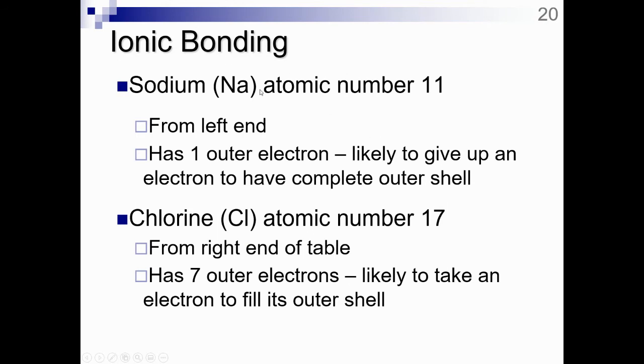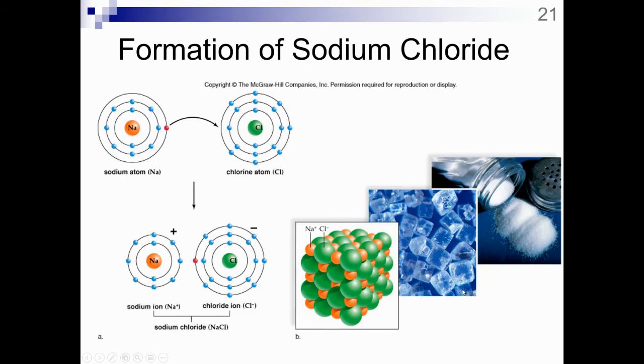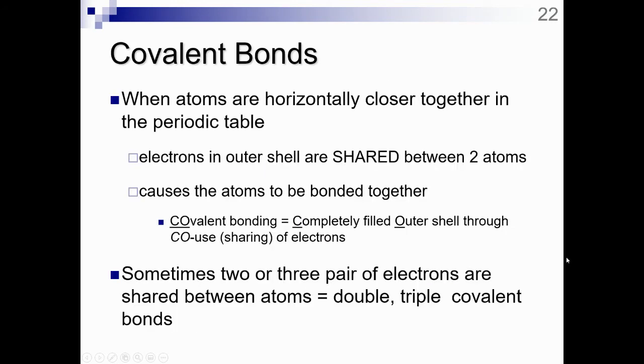So here's a summary of my ionic bonding. My sodium with an atomic number of 11 has that 1 outer electron, so it's more likely to just give that up. My chlorine atom has an atomic number of 17, has 7 outer electrons. It just needs 1. It's more likely to just take an electron. And as they come close together, they're going to pack into this crystalline structure. So that's the easiest type of bond to recognize.